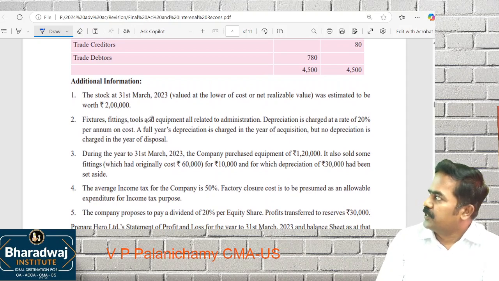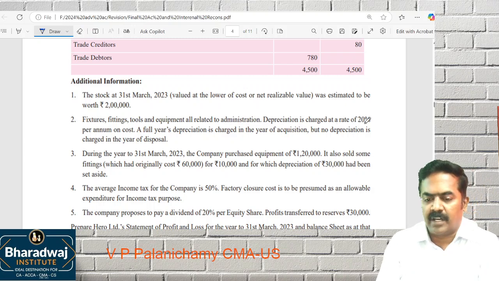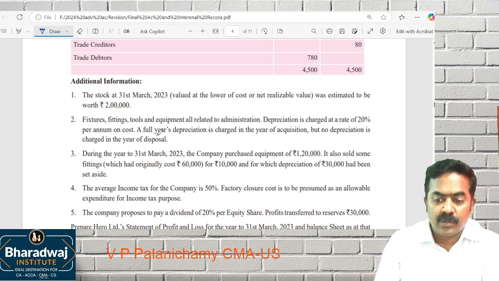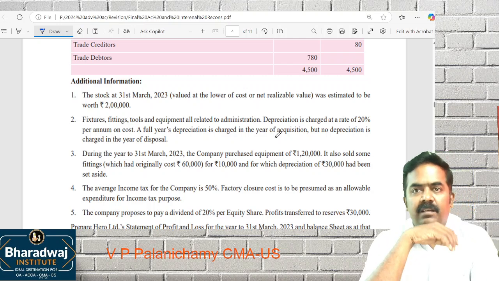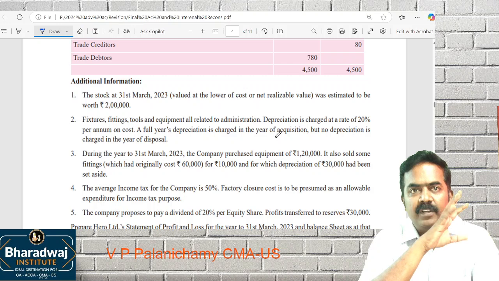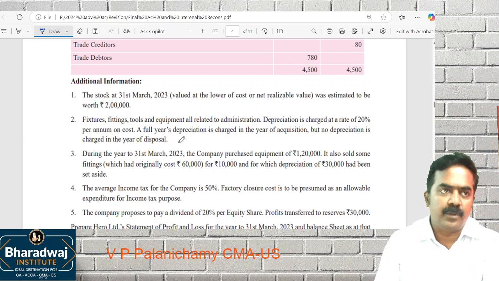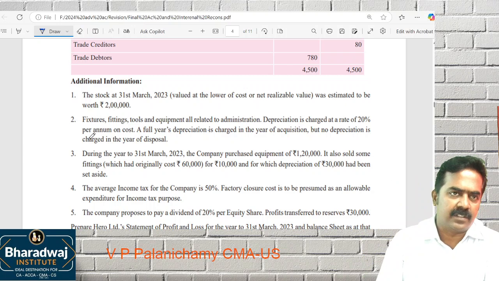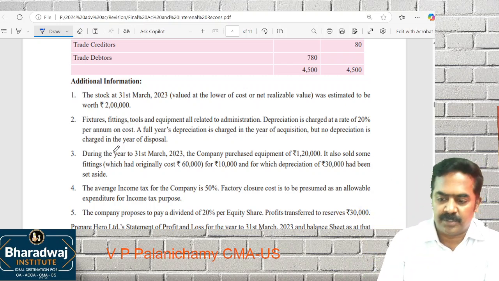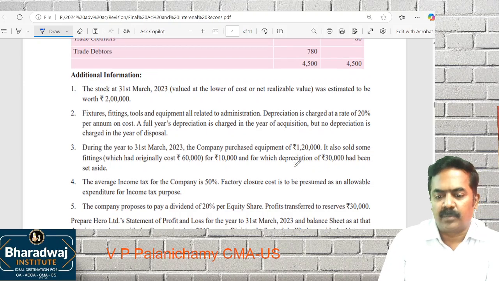Point number 2, furniture fittings tools are related to administration. Depreciation is at the rate of what? 20% on cost. Full year depreciation in the year of acquisition, which means even if we use the asset for 1 month or 2 months or 1 day, we charge what? Full depreciation, but no depreciation when there is a disposal during the year. This is the accounting policy followed. You buy a machinery, you charge full depreciation. Don't consider the date of purchase. You sold a machine, no depreciation for the sold machine. So consider that while doing the depreciation working.